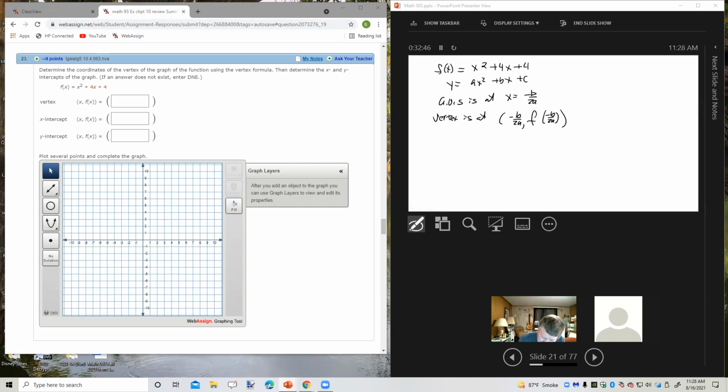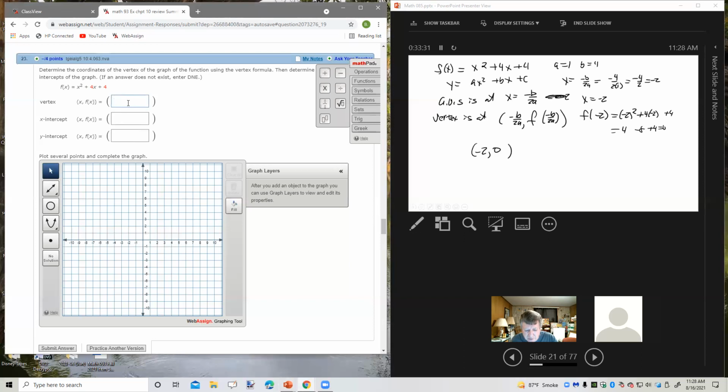All right, so what have we got here? A is 1 and b is 4. So x equals negative b over 2a would be negative 4 over 2 times 1, which is negative 4 over 2 or negative 2. So I should say x equals negative 2 is the axis of symmetry. Again, we're not going to put that in there. They don't ask for that specifically. But now I know that the vertex is at negative 2, comma, f of negative 2. So negative 2, the quantity squared, plus 4 times negative 2 plus 4. 4 minus 8 plus 4 is 0.